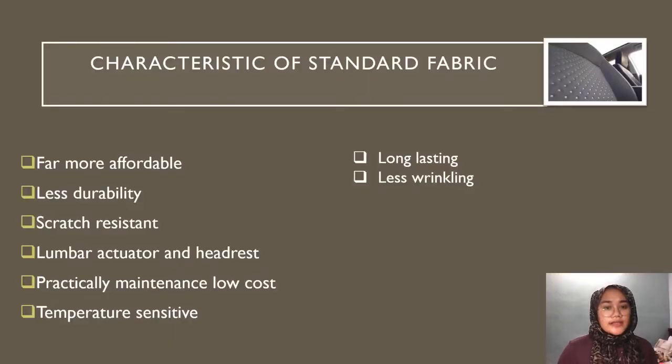Okay, next let's see the characteristics of standard fabric. Firstly, it is far more affordable, less durable, scratch resistant. It has lumbar actuator and headrest. Practically, maintenance is low cost, temperature sensitive, long lasting, and less wrinkly. As you can see, all of these are the advantages of the standard fabric. But do you know standard fabric has disadvantages too? So let's go to the next slide.